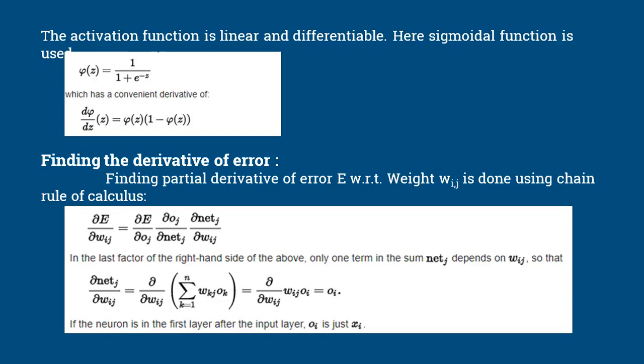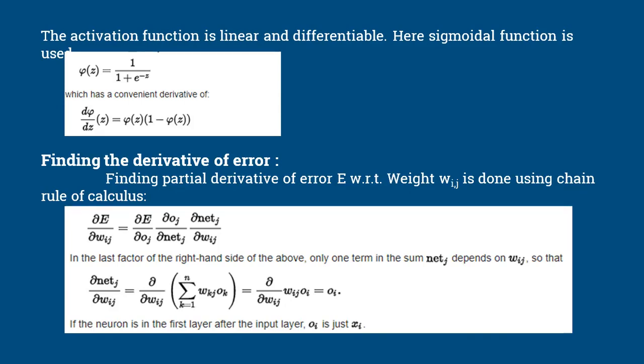So using chain rule, we have the partial derivative of E with respect to wij is equal to the product of the partial derivative of E with respect to the output oj, into the partial derivative of oj with respect to net j, into the partial derivative of net input to j with respect to wij. Now calculating the last factor, that is the partial derivative of net input to j with respect to wij.